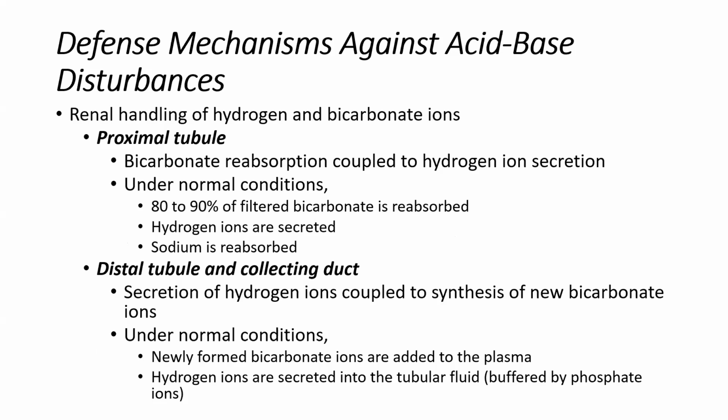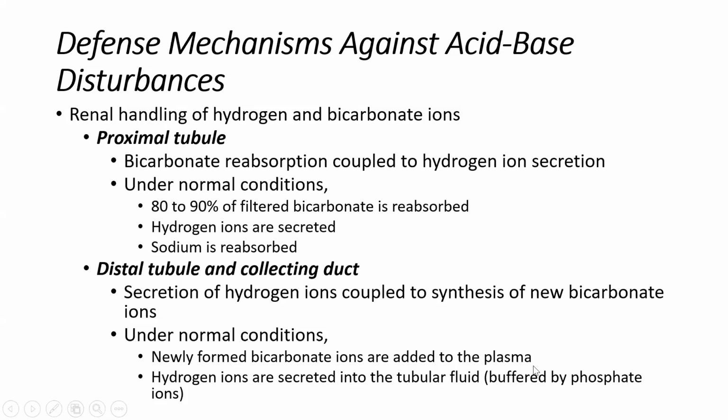It reabsorbs that bicarbonate that has been filtered across the glomerulus, because if we were to excrete that bicarbonate, then we would be losing bicarbonate at a rate faster than we were losing acid, and that would put us in an excess acidic state. And so 80 to 90% of the bicarb that's filtered is immediately reabsorbed in the proximal tubule. And then the exact same hydrogen ions are going to be secreted in exchange for sodium that's reabsorbed. And we'll visualize this mechanism here in a bit.